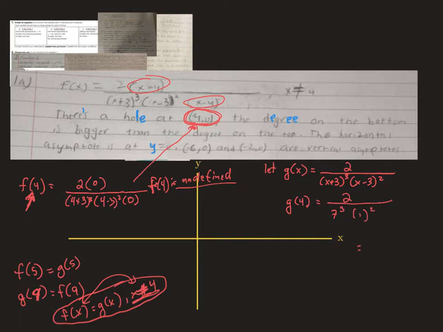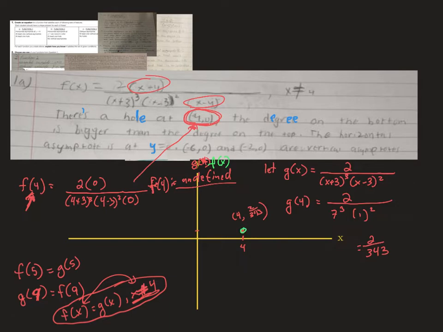Well, that equals 2 over 343. So g of 4, if I were to graph g of x, I know that when x is 4, g of x is 4 comma 2 over 343. So if I were to graph f of x on the same thing, well, that 4 over 243, that's going to be a hole, an open hole.